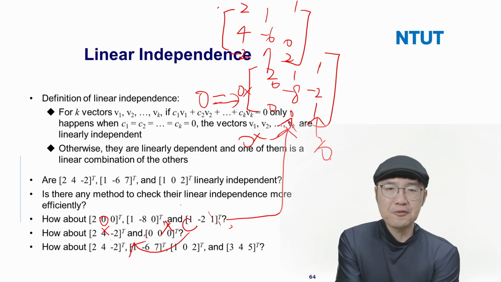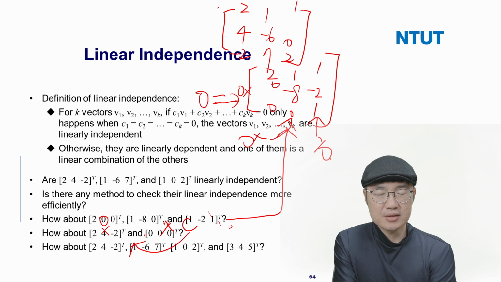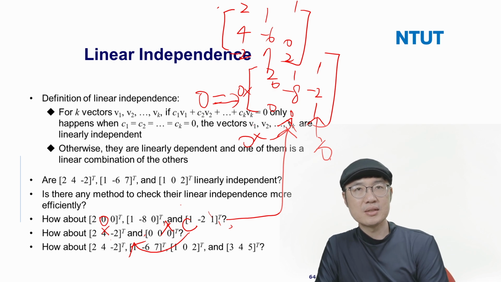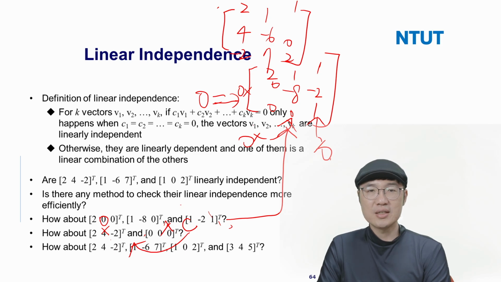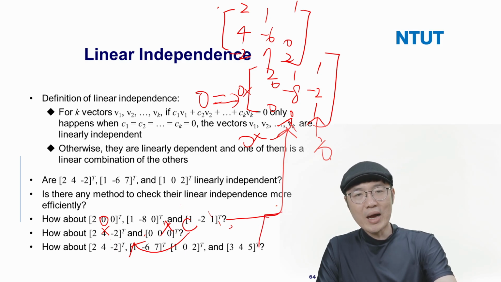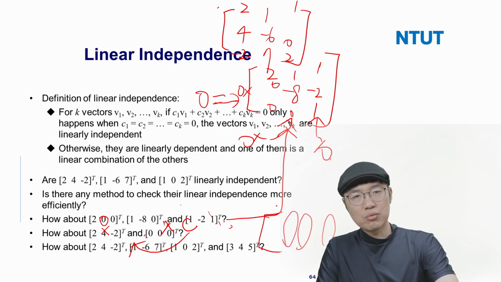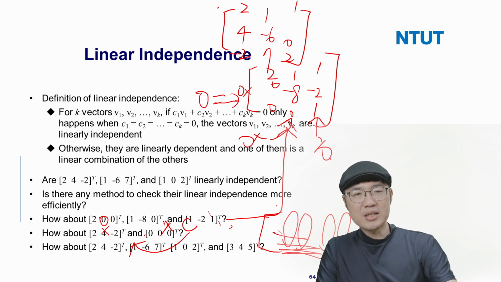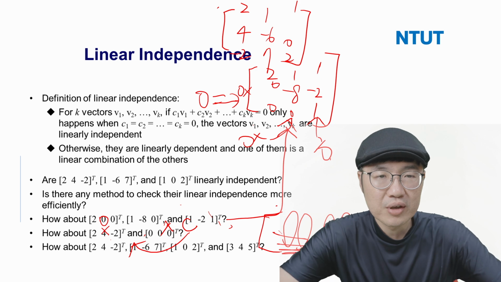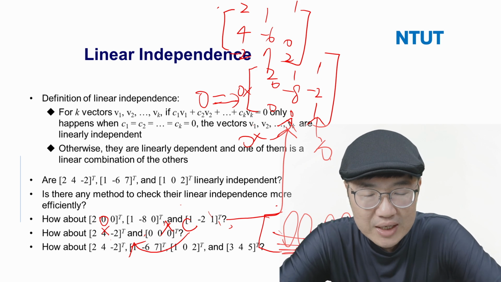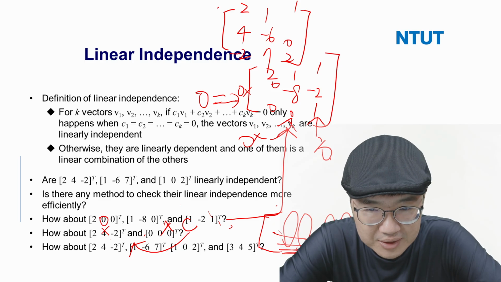How about four three-dimensional vectors? Can we choose 4 vectors from R3 space that are independent? No, never. Because this will give a wide matrix: (2, 4, -2) here, (1, -6) here, (1, 0, 2) here, (3, 4, 5) here. Even if there are 3 independent vectors, the last one must be a linear combination of the previous 3. So no, it's not the case for linear independence.